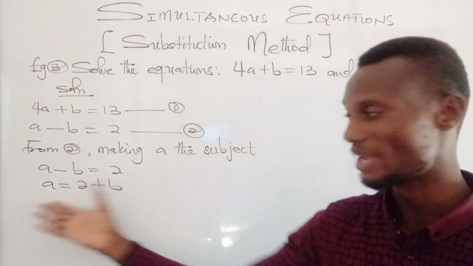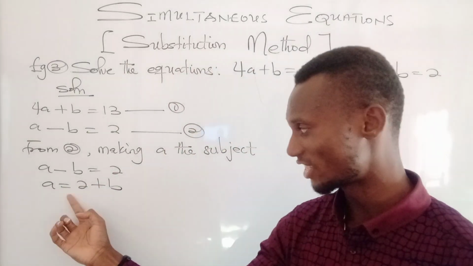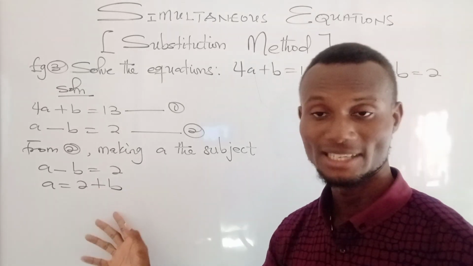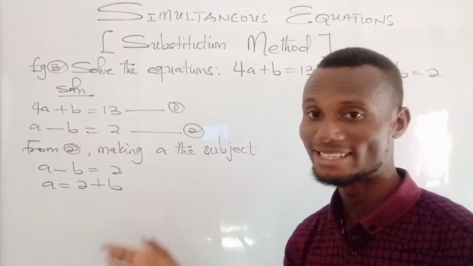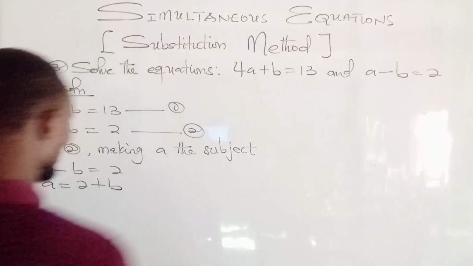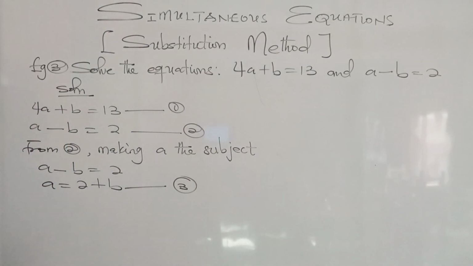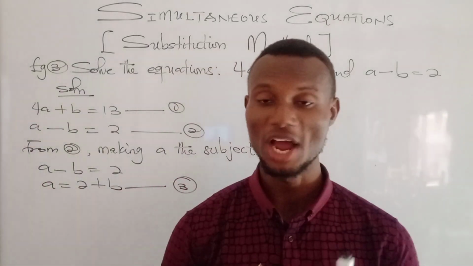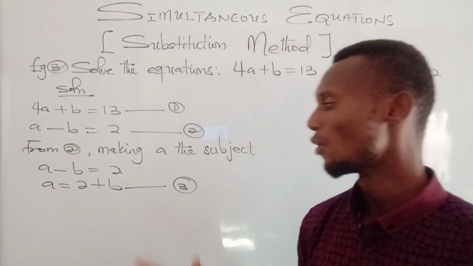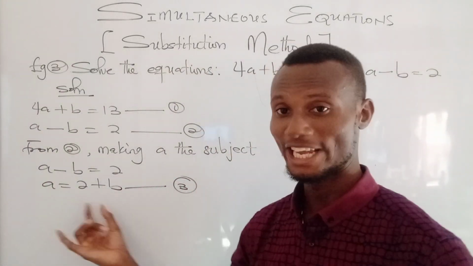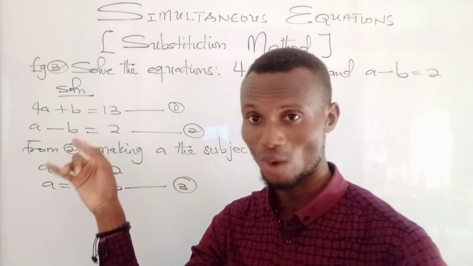So I've made A the subject. My A is equal to 2 plus B, and I'm going to label this as equation 3. I hope you understand and you agree with me up to this point. Now we are going to substitute equation 3 into equation 1.